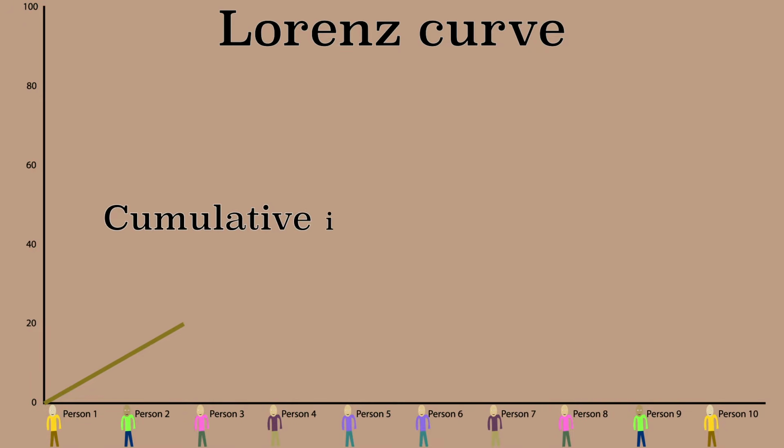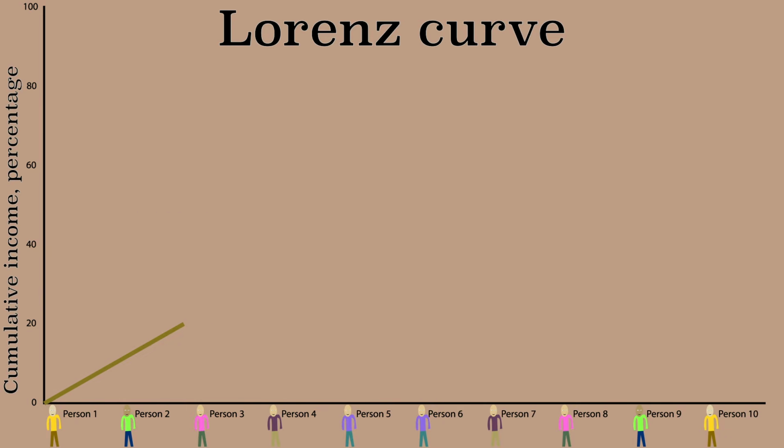So this is their accumulated income, which we call cumulative income, which is 20% of total income. The third person also earns 10 euros, and the income added up with the other person is 30% of the total income. We can also do this for the 7 other people, creating a diagonal line. There's no inequality with this diagonal line. Everyone earns the same amount of money.